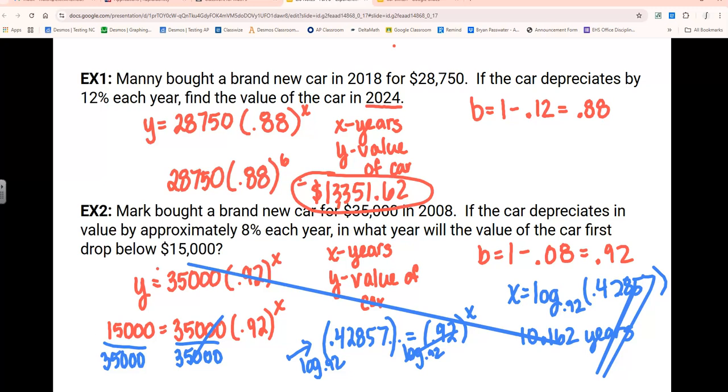Now that's not quite my answer to the problem. Because what did the problem ask me? In what year? So if you answer the question, in what year does the car drop below 15,000? With 10, you're telling me in the year 10. We don't really mean in the year 10, right? We really mean 10 years after the car was new. So what would we do, Sophia? It'll be 2018, because we'll do 2008 plus, technically it's 10.162, but that's going to be during 2018, right? It's going to be during that year. So 2018 would be our answer for that.